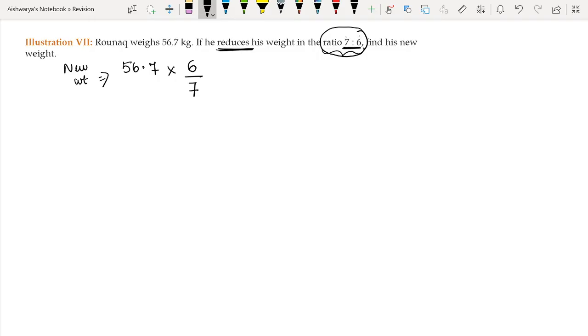It will become more. So we will always multiply into 6 divided by 7. So on your calculator when you find out, you'll get 48.6 as his new weight. Are we clear?